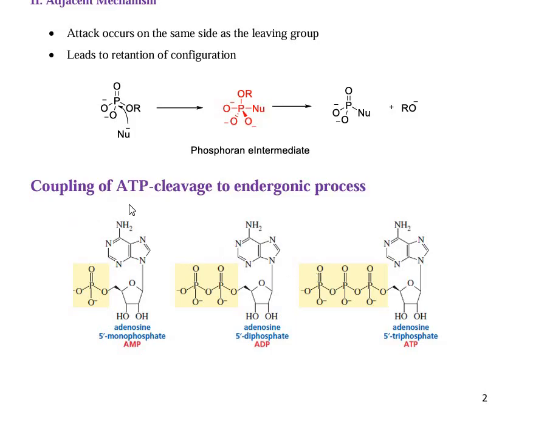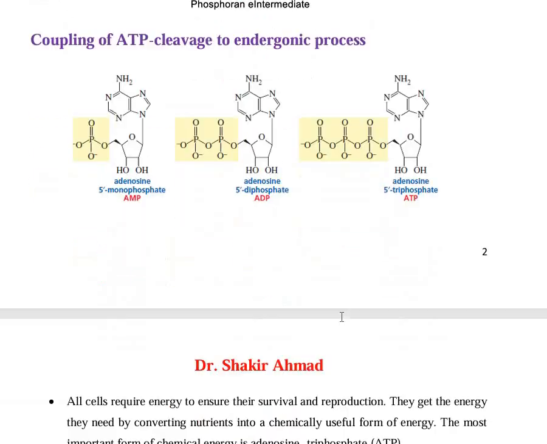The coupling of ATP cleavage to an endergonic process. You have here phosphorus double-bonded to oxygen and three oxygens here. This is adenosine 5'-monophosphate, AMP. This is ADP, adenosine 5'-diphosphate, and this is ATP, adenosine 5'-triphosphate.